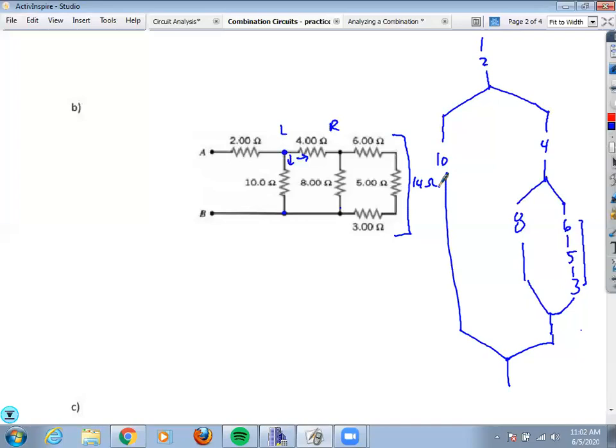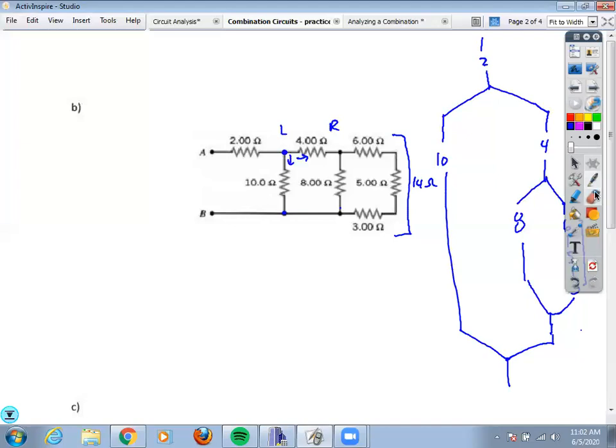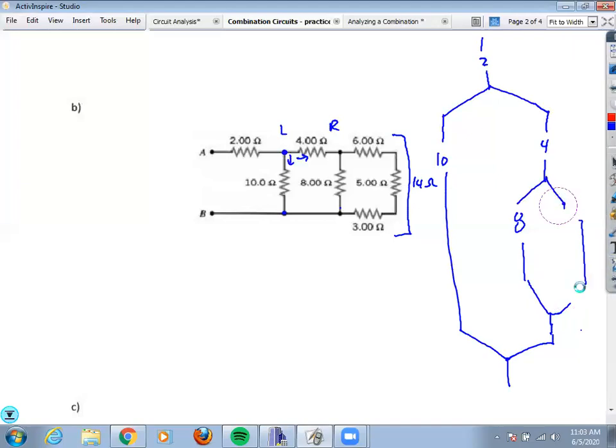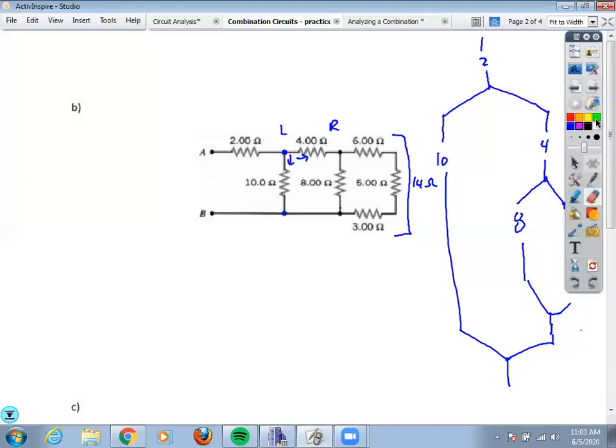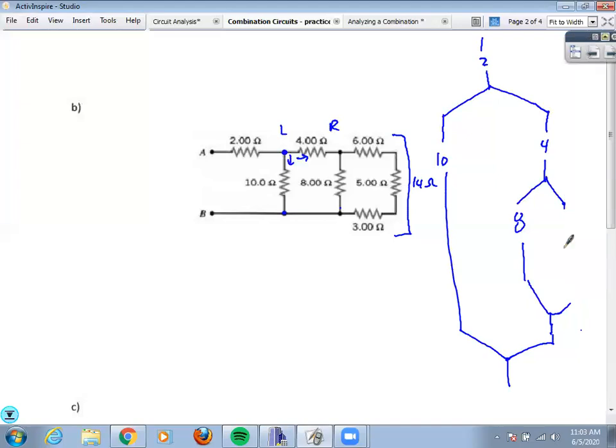So essentially here, just to save space, what we have here then really is 14, adding the 6 and the 5 and the 3. So we're going to find this parallel, so I'll put it right here. So yeah, you follow this.